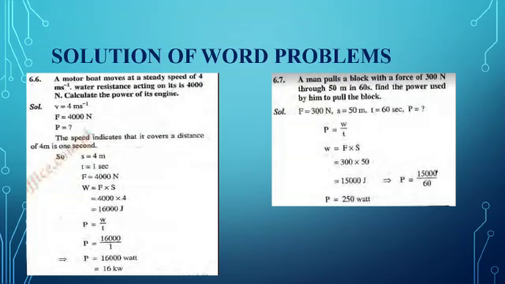So power is equal to work done over time. Firstly, we'll calculate work done, that is F into S, 300 into 50, and that will give you 15,000 joule. So power is equal to 15,000 joule over 60. So that will give you 250 watts. And in this way, we have completed 7 word problems.